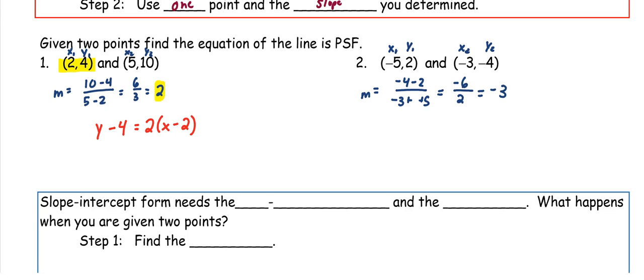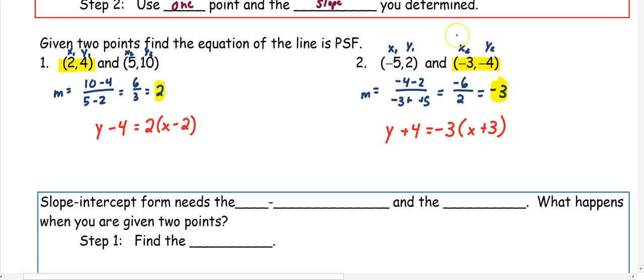So now I'm going to use my slope and a point. So to show that it doesn't matter this time, we're going to use the second point. So I would have y minus the y coordinate. Well, because it's already a minus, it turns into a positive, equals my slope times x minus the x coordinate. But because the x coordinate is already minus, it becomes a positive.